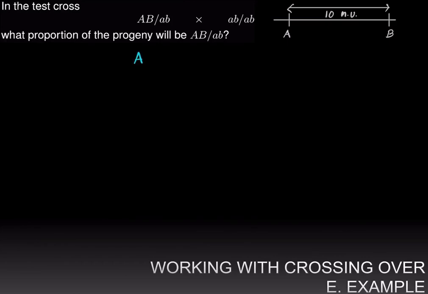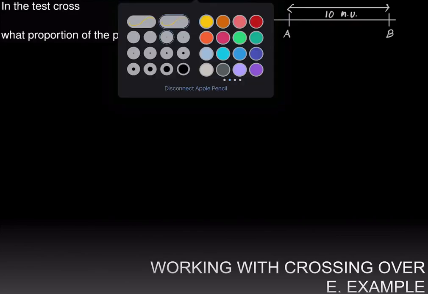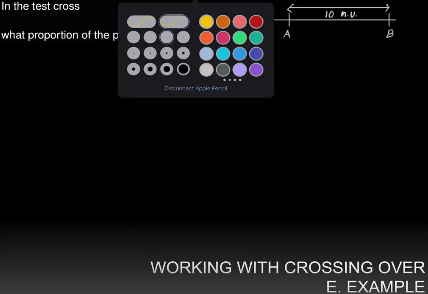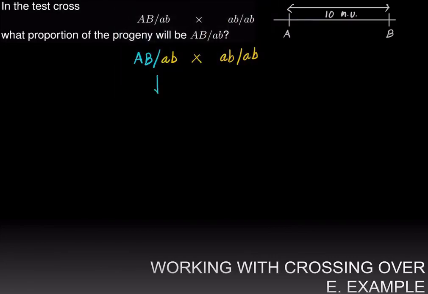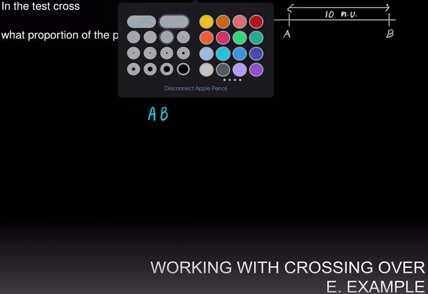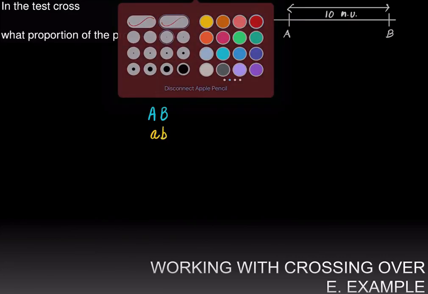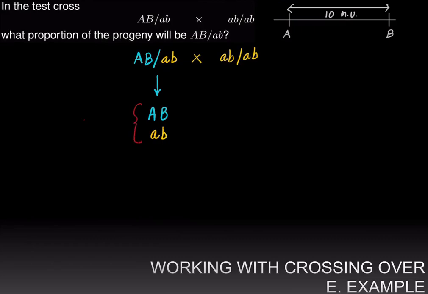Let's write out this cross, and we do have a dihybrid individual who is being test crossed to a homozygous recessive individual. And this dihybrid individual will produce the following types of gametes. There will be big A, big B, little a, little b, and these are the parental genotypes.